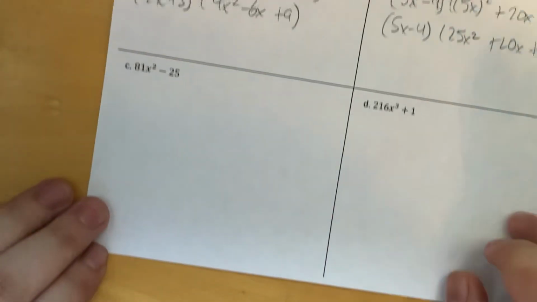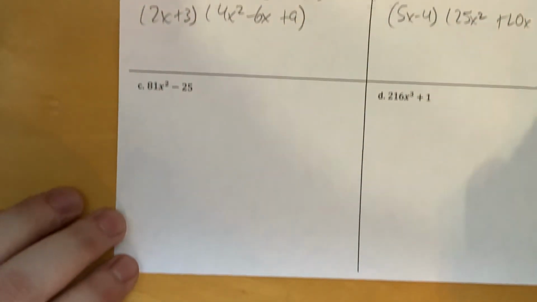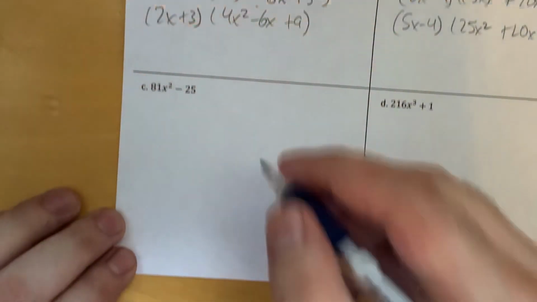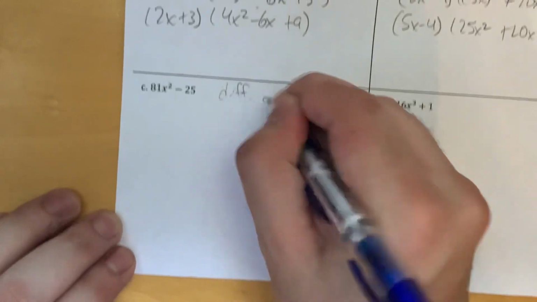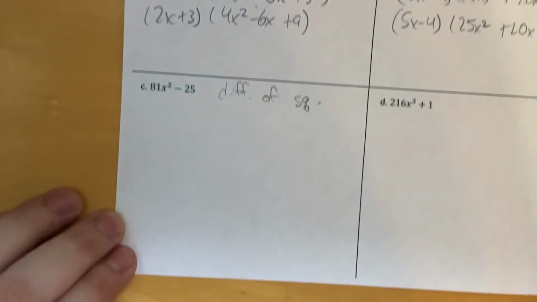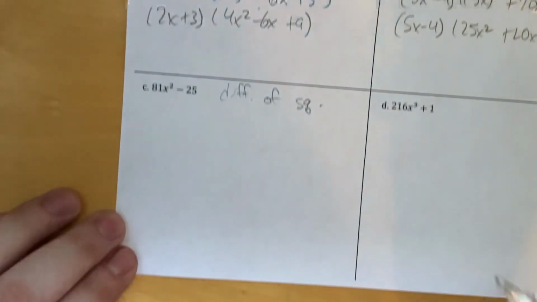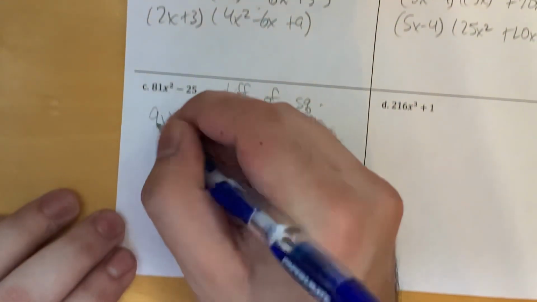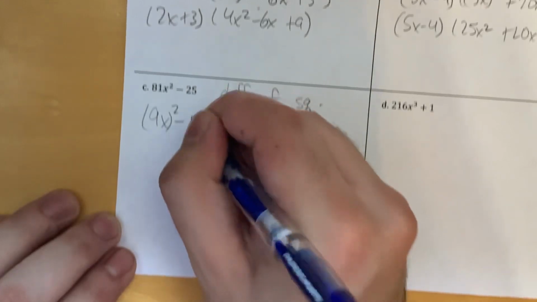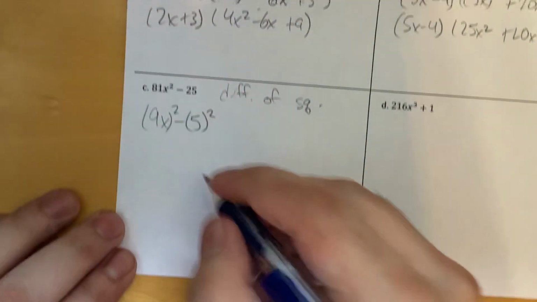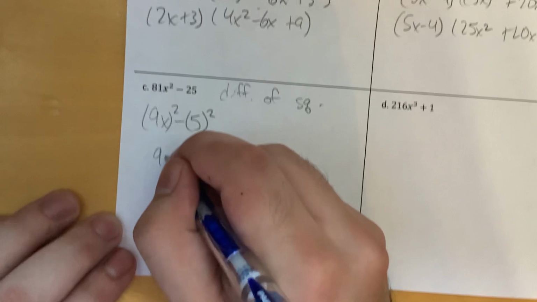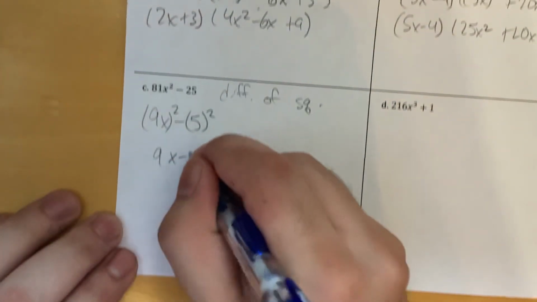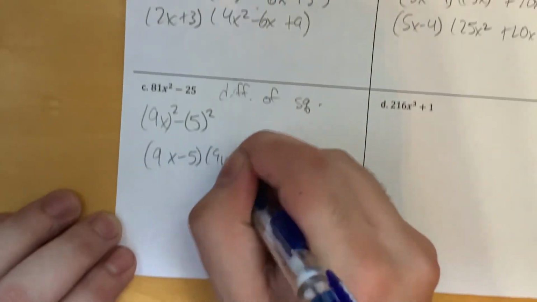All right, next one. 81x squared minus 25. It's already given the degree, and it's being subtracted. So it's the difference of squares. All right, so we're going to need the square root of 81 and the square root of 25. So I got 9x squared minus 5 squared. All right, let's do this. So if we're using the difference of squares, 9x minus 5 times 9x plus 5.